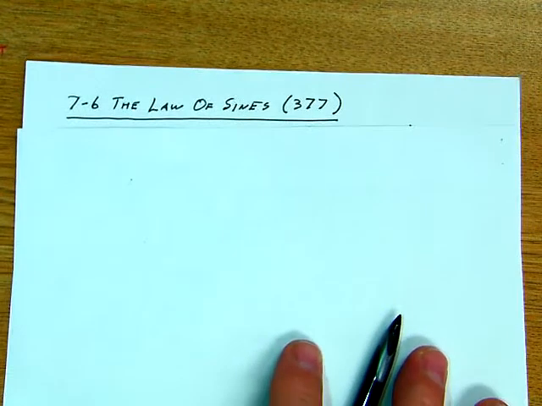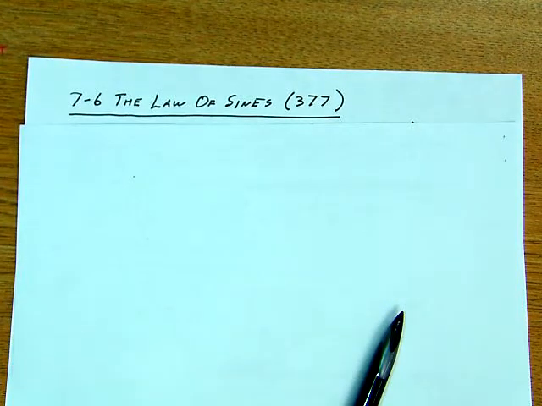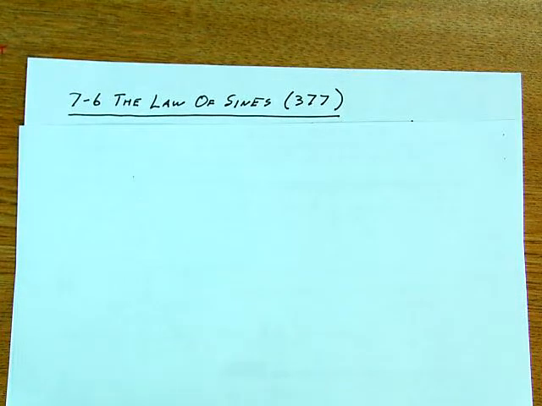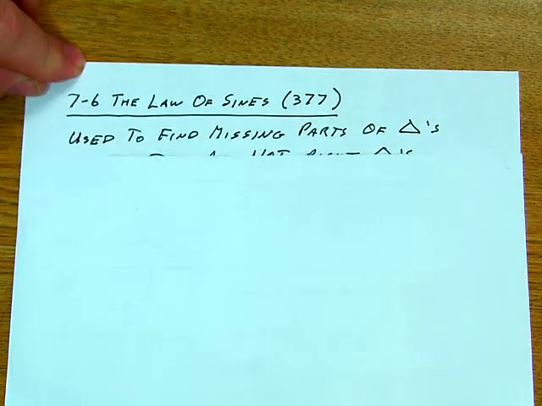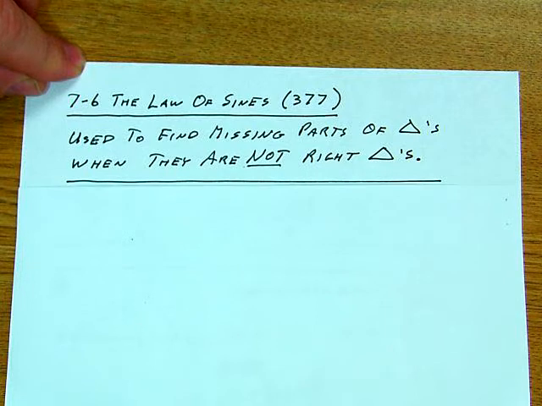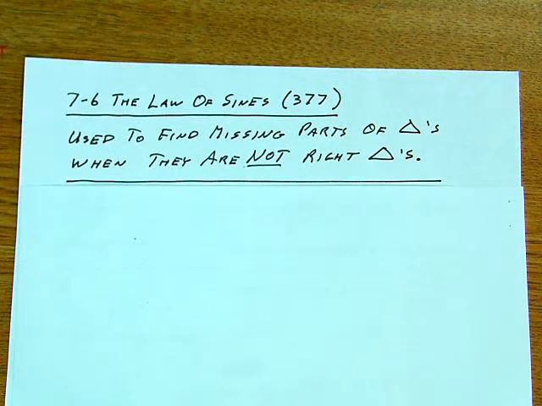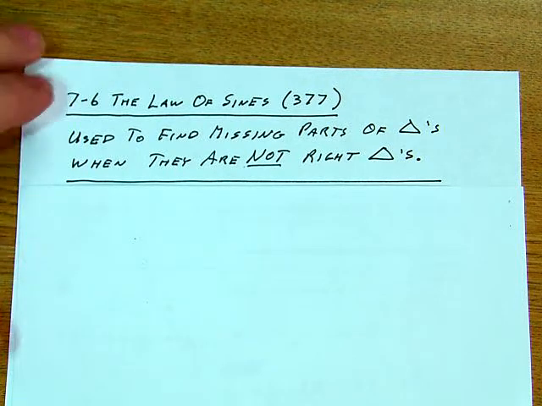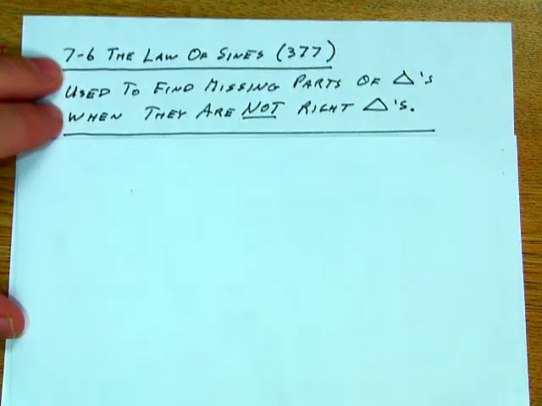All right, let's do section 7.6, the law of sines, on page 377 of your book. What is the law of sines good for? It is a law that is used to find missing parts of triangles when you do not have right triangles. Okay, and what is the law of sines? It's pretty simple.